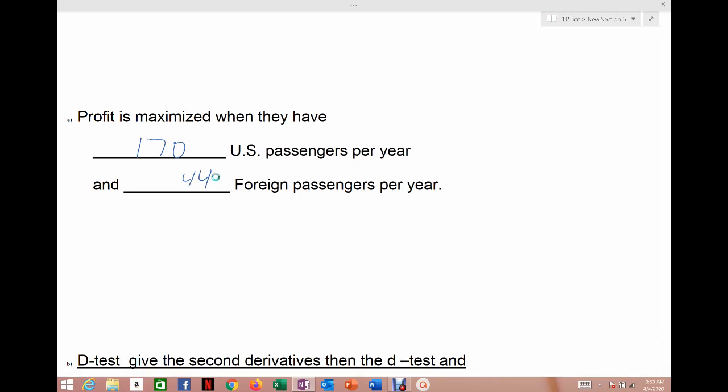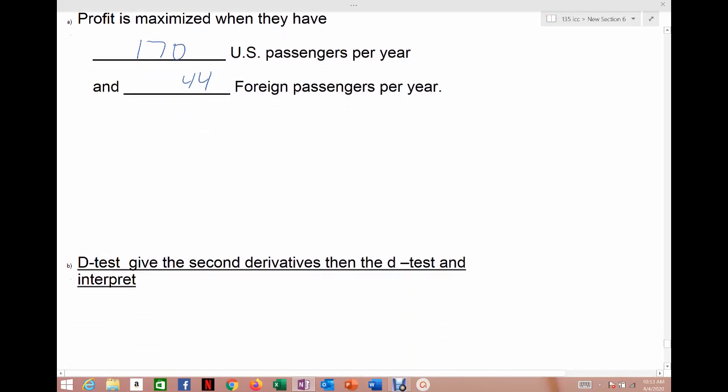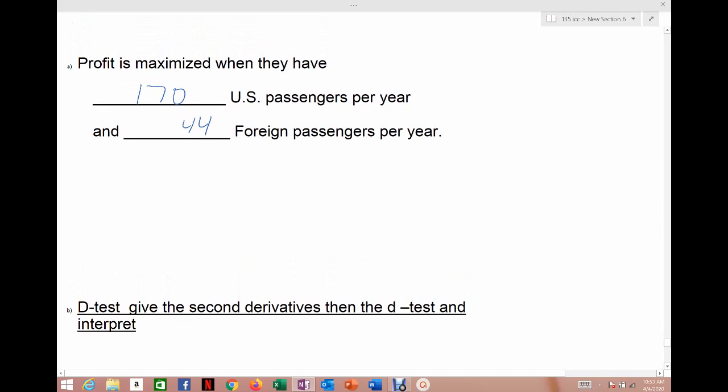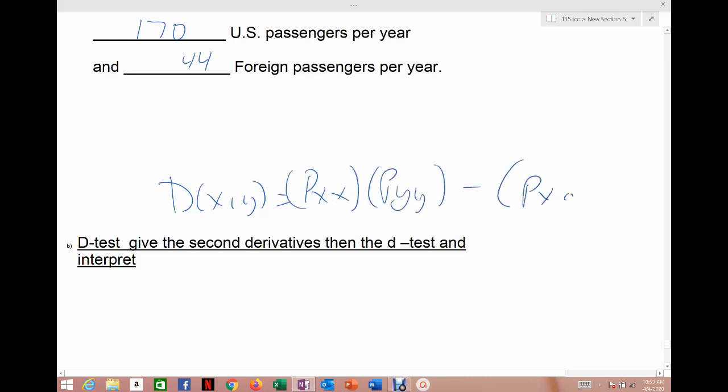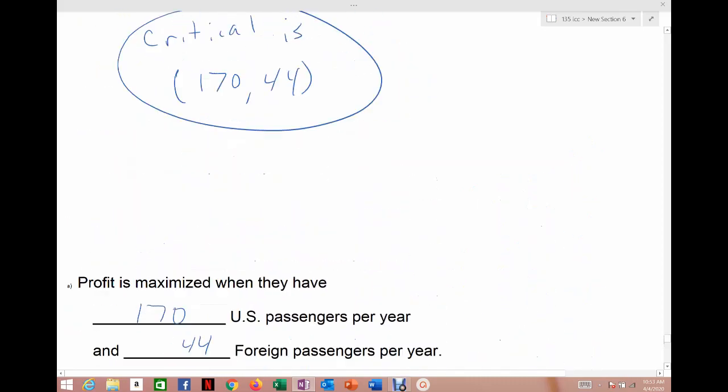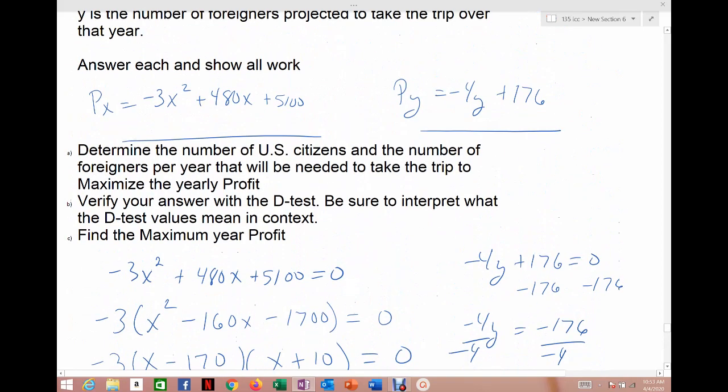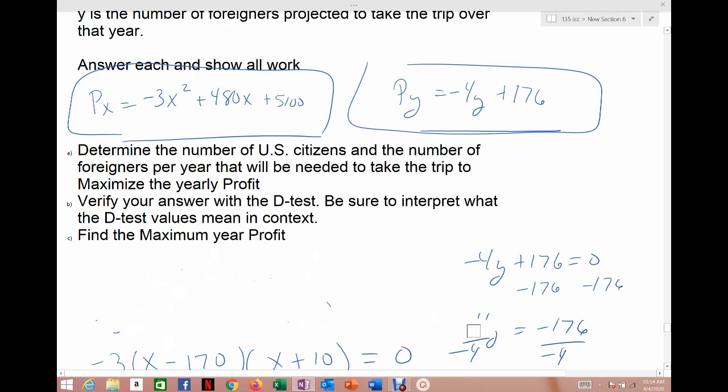Now in order to do the next step, I need to make sure that that answer is accurate. I need to do my D-test. So remember the D formula is the second derivative of my function with respect to x times my second derivative with respect to y minus my mixed second derivative squared. So again, I'm going to go up here and find them and then plug them into my formula. I've got to look here and here to find my second derivatives. Again, I'm going to erase some space down here to write them out.